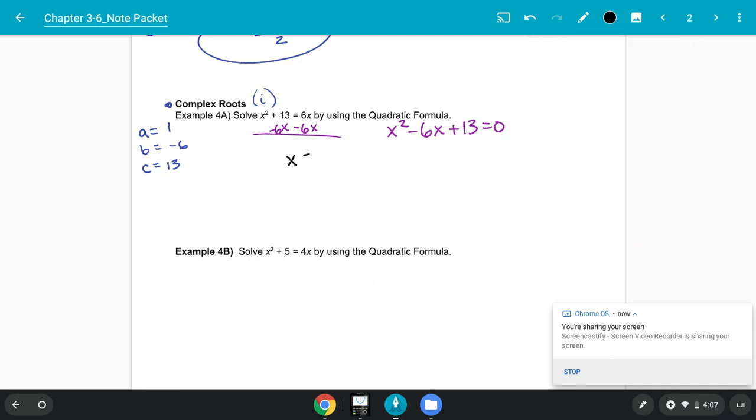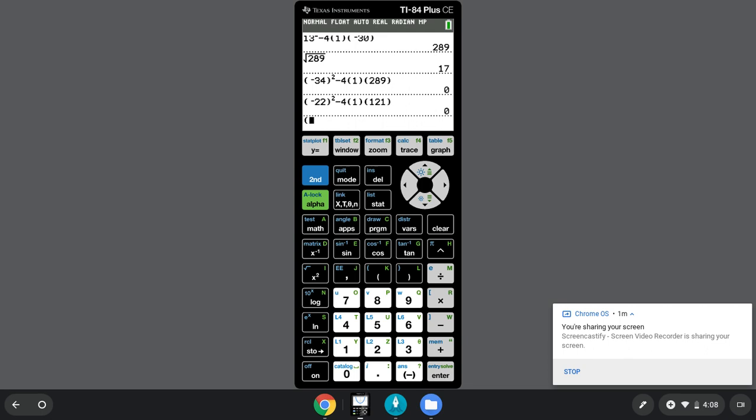And we can fill in our quadratic formula. So opposite B, plus or minus the square root of B squared minus 4AC, all over 2 times A. Okay, 6 plus or minus the square root of, all right, negative 6 squared minus 4 times 1 times 13. Negative 16. All right.